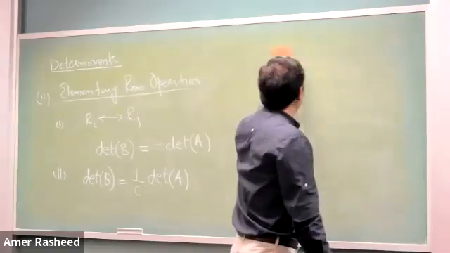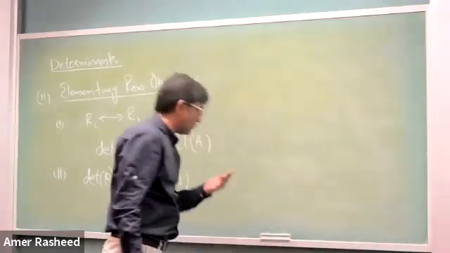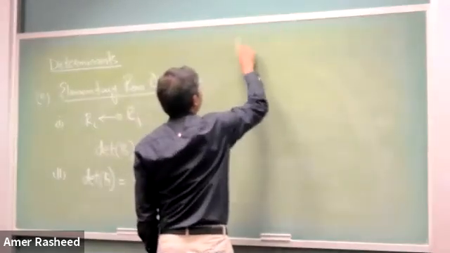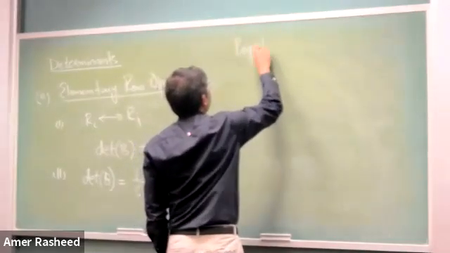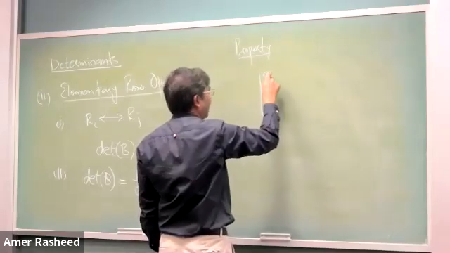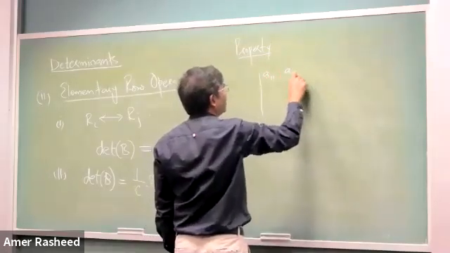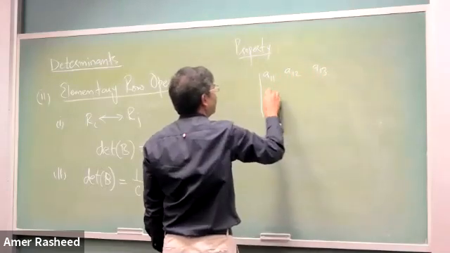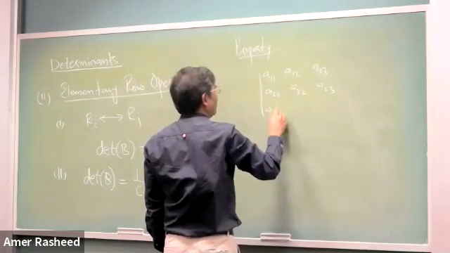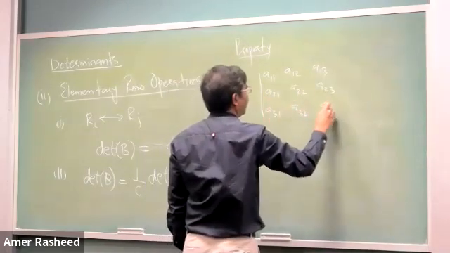Let me tell you one more thing. There's a property of determinant. We'll discuss it later on in detail. If we have a determinant of some matrix, A11, A12, A13, A21, A22, A23, and A31, A32, A33.